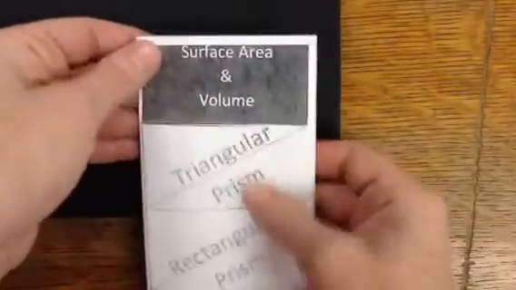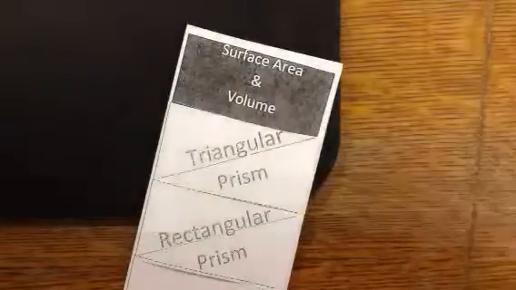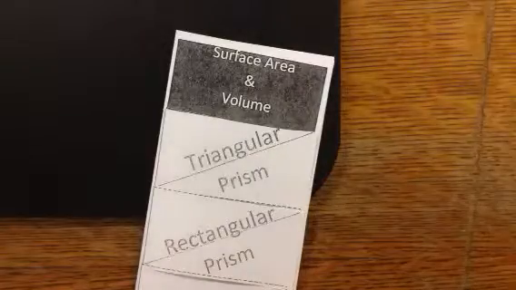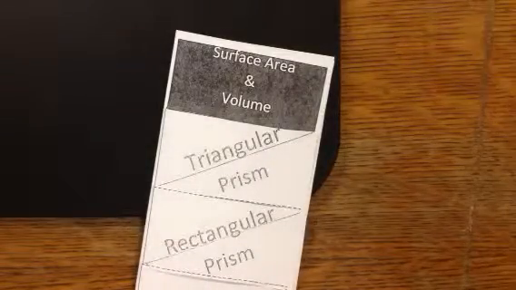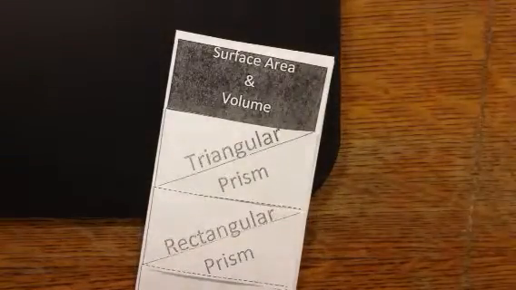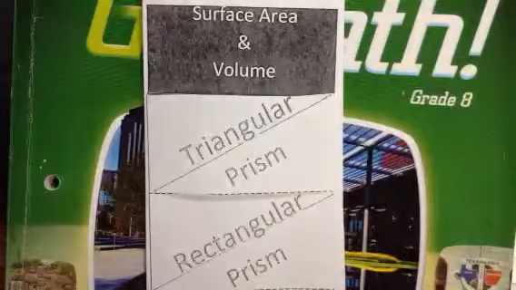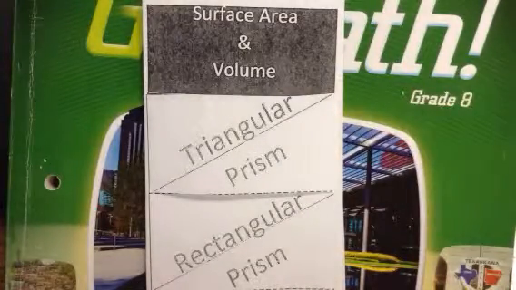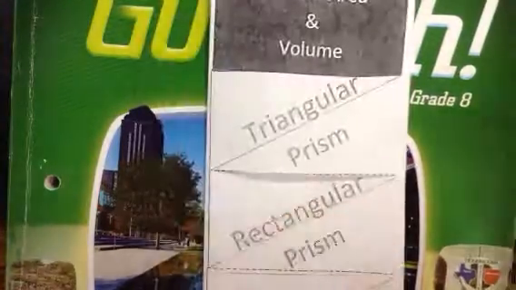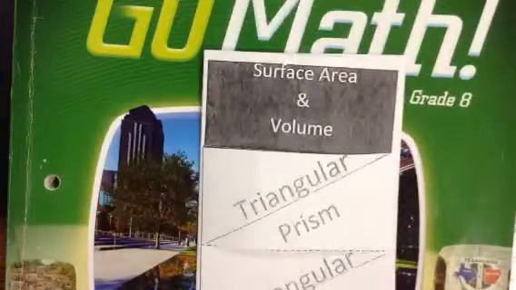Okay, so now we're ready to start filling out each one. This is going to be the notes that review how to find surface area and volume of all the different shapes that you're expected to know how to do. Okay, so first we'll just define what is surface area and what is volume.